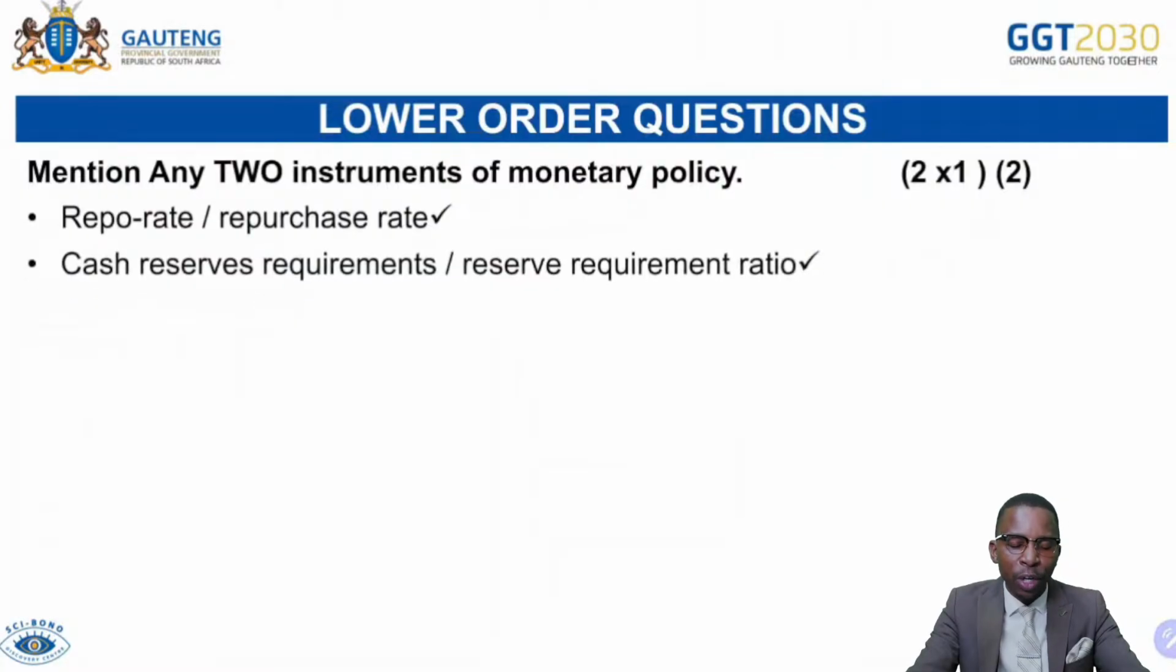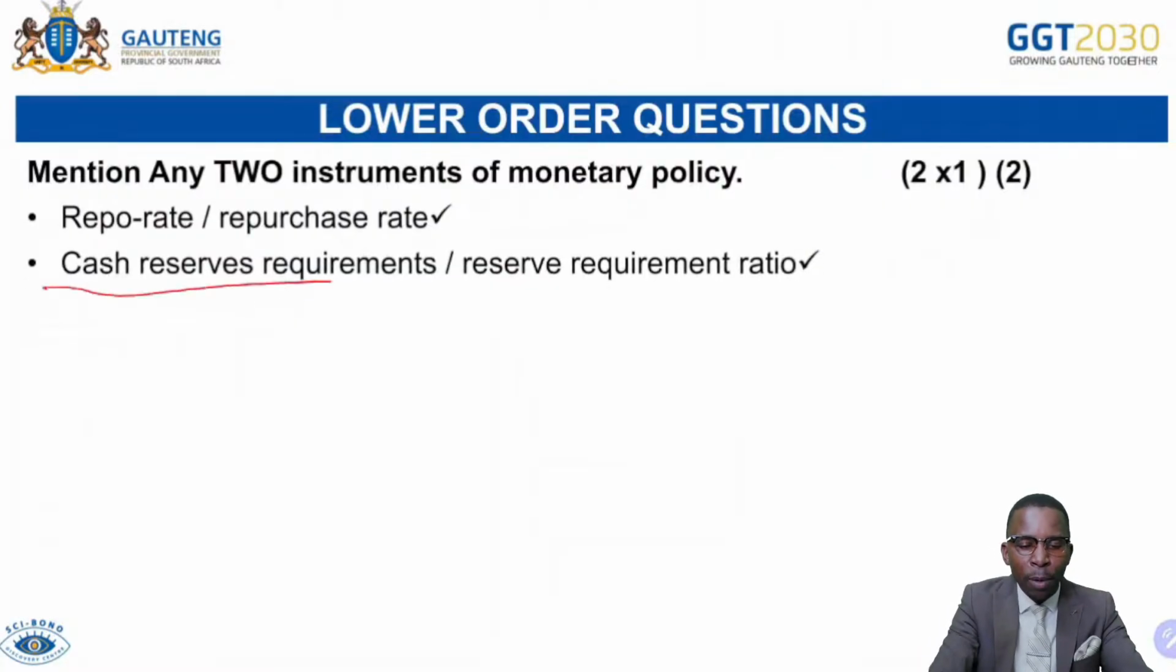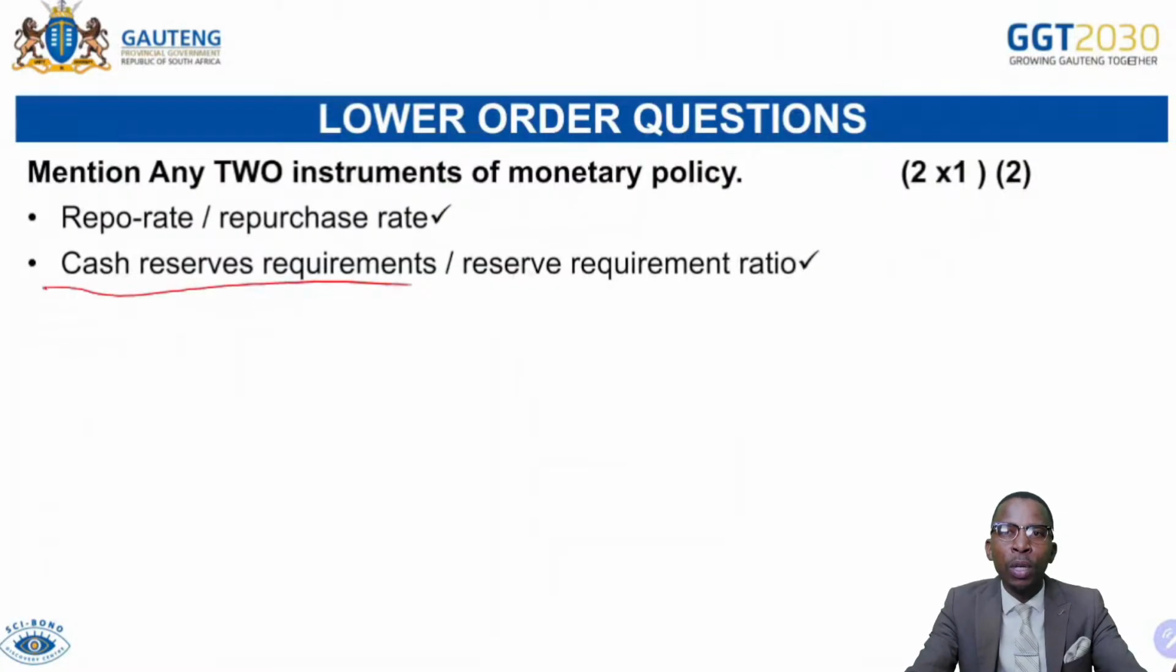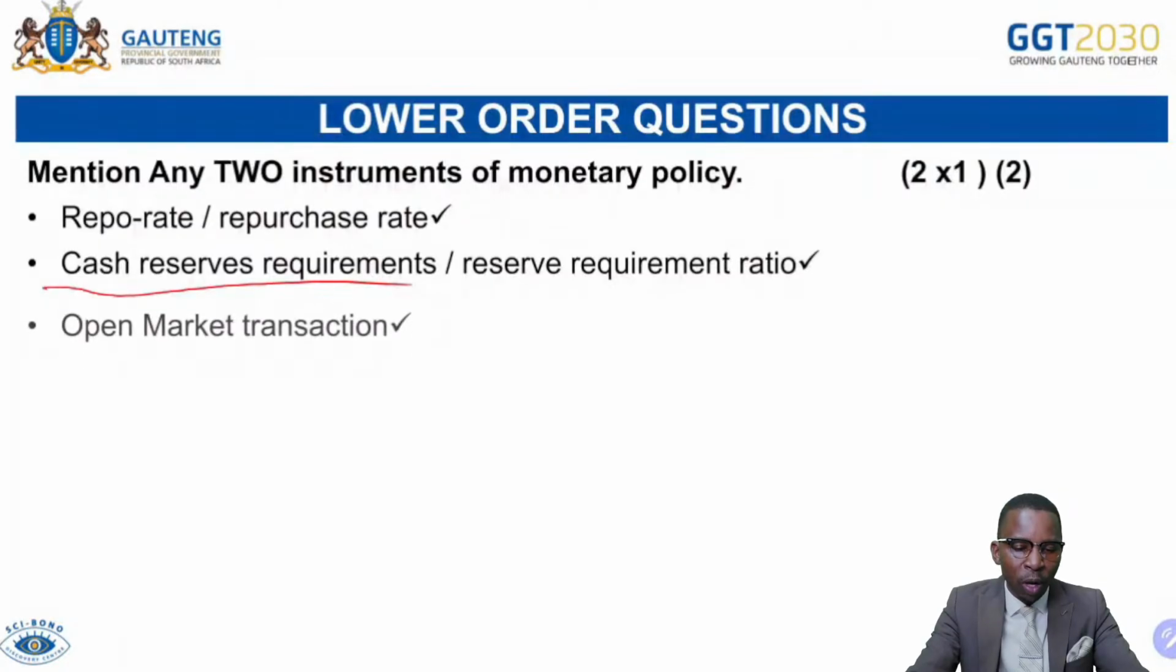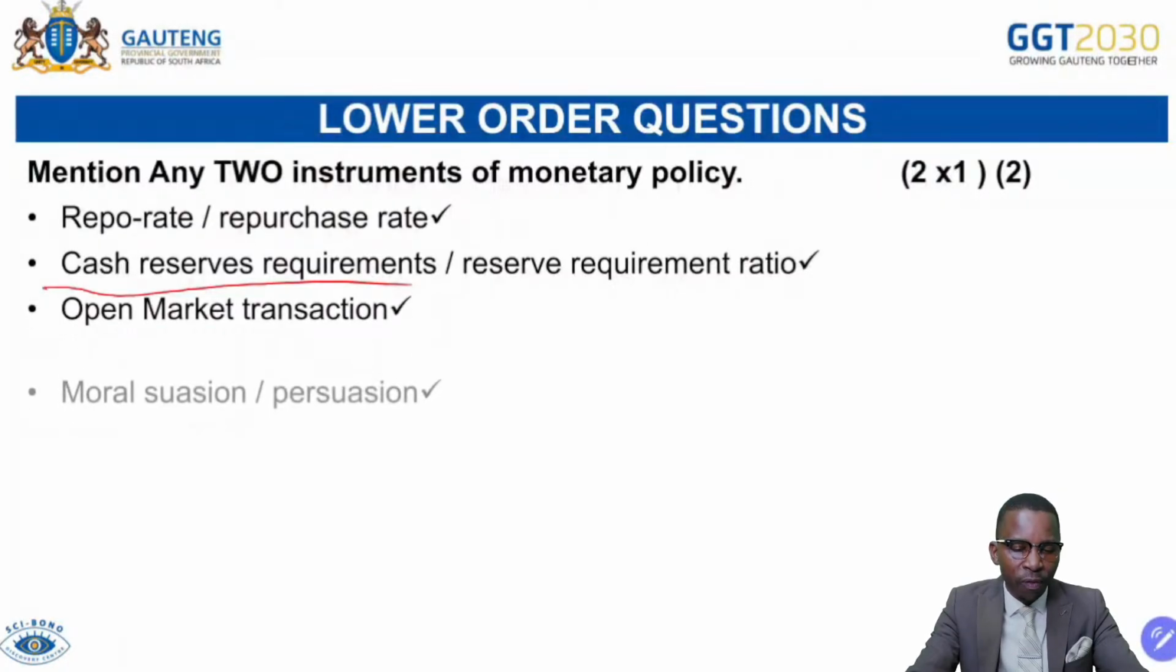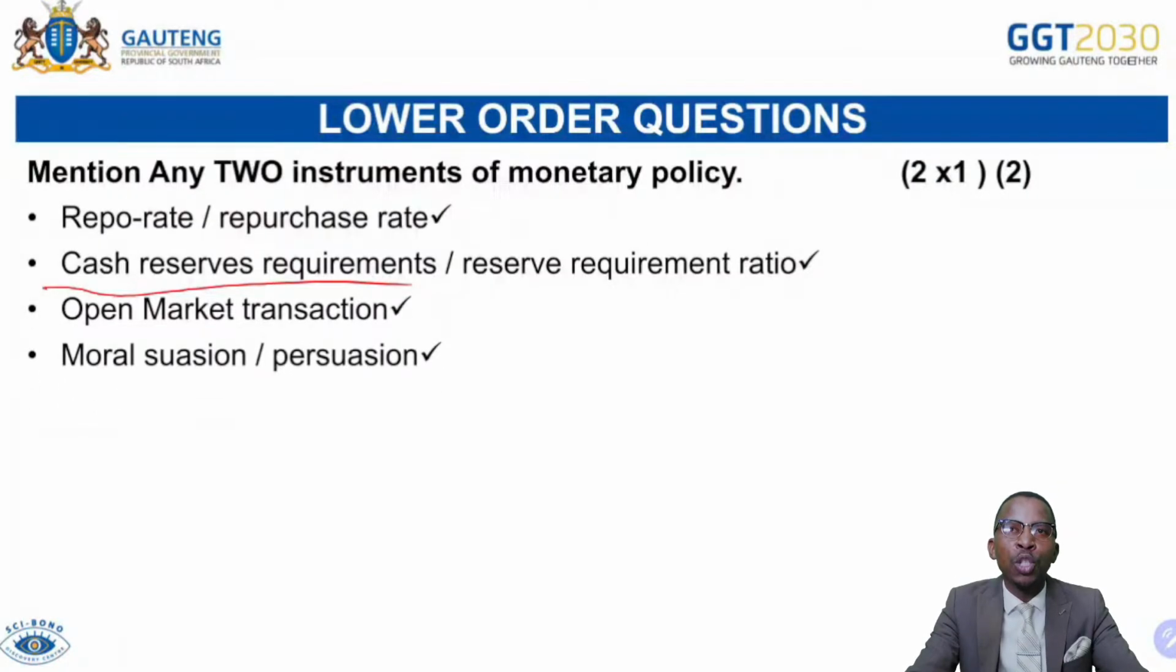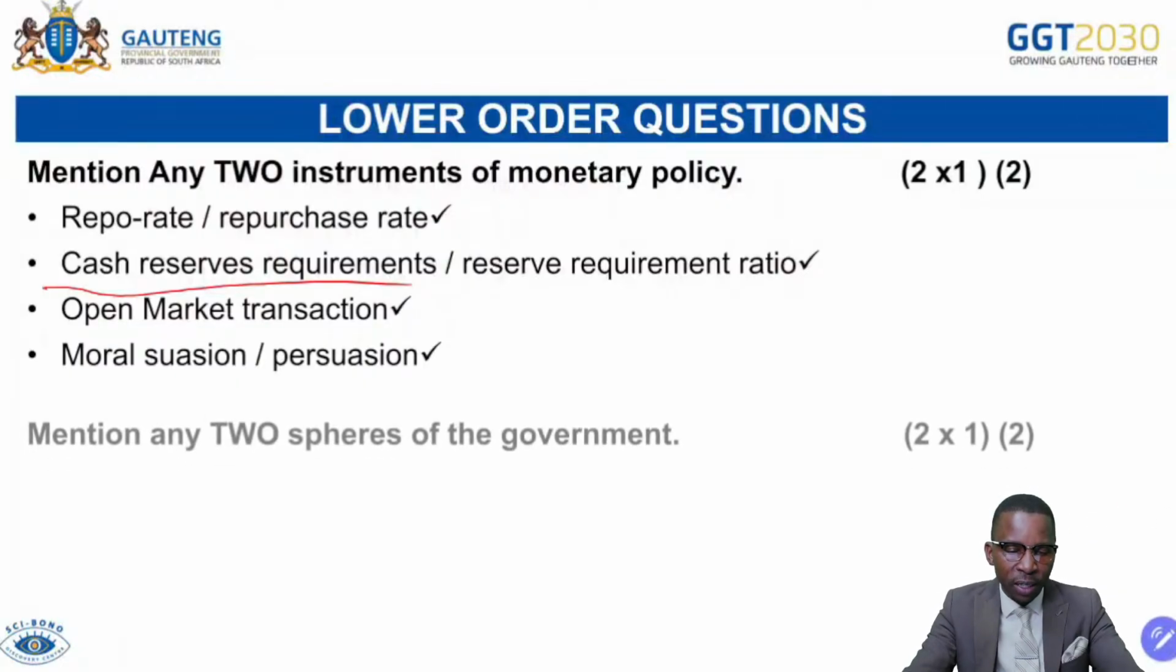So we have repo rate or repurchase rate, cash reserve requirement or reserve requirement ratio. Some are calling this one cash reserves. And then also we have open market transaction. Then we have also moral suasion or moral persuasion. These are instruments of the monetary policy that are important for you to be able to apply when you deal with the business cycle, and also when you are dealing with the weak exchange rate or the stronger exchange rate.